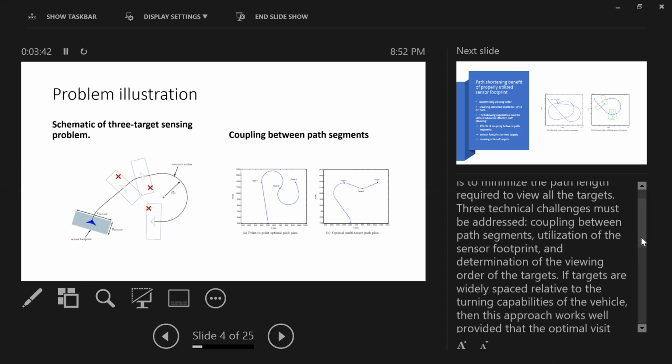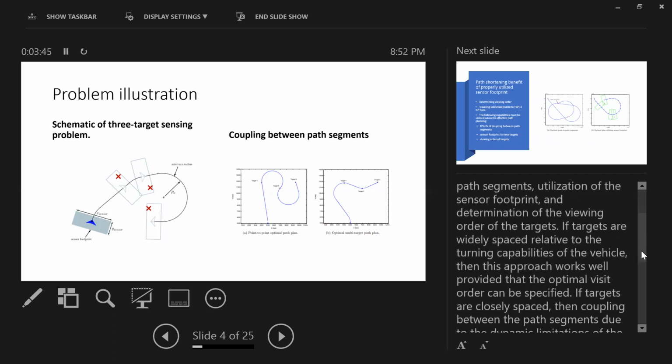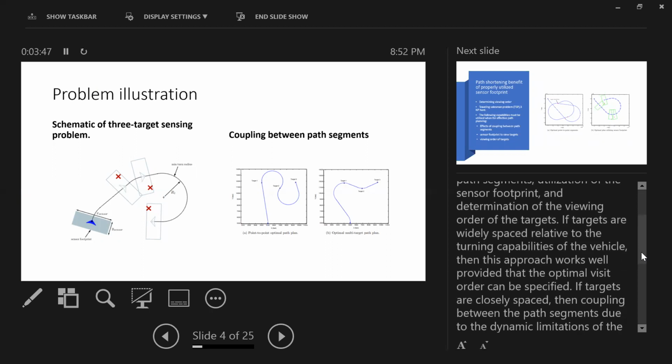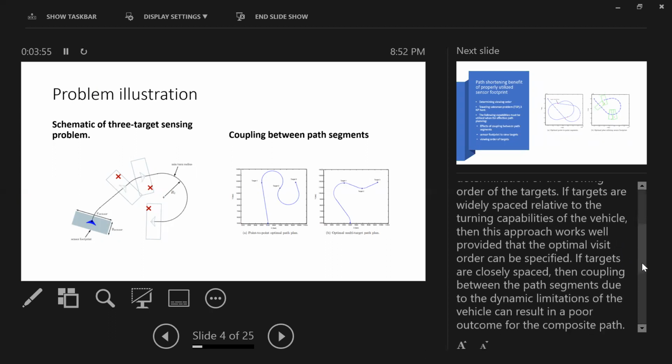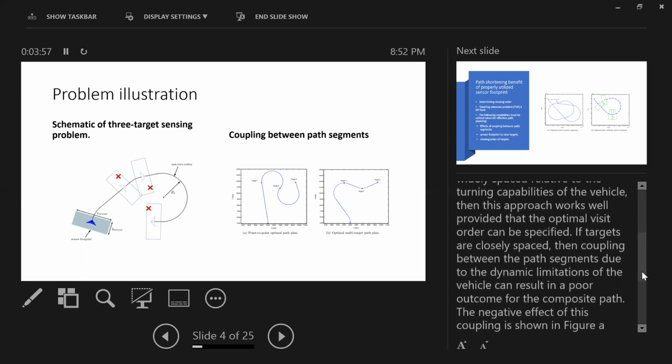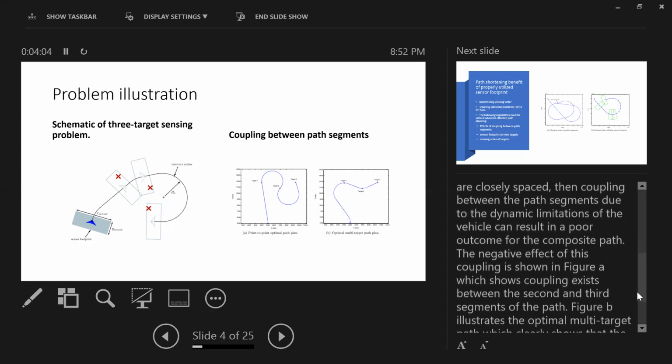If the targets are widely spaced relative to the turning capabilities of the vehicle, then the approach works well, provided that the optimal visit order can be specified. Likewise, if the targets are closely spaced, then the coupling between the path segments due to the dynamic limitation of the vehicle can result in a poor outcome for the composite path.